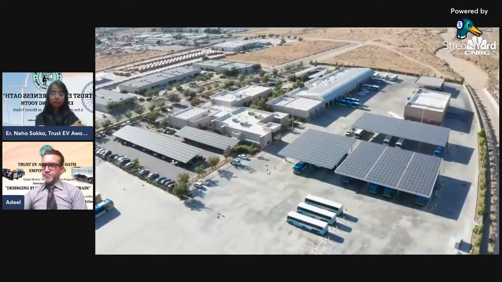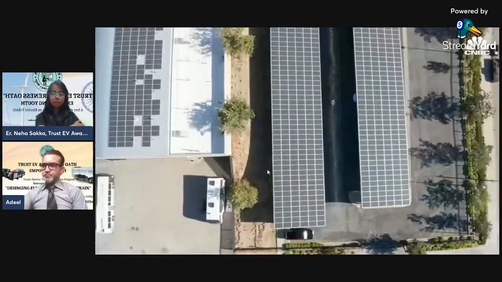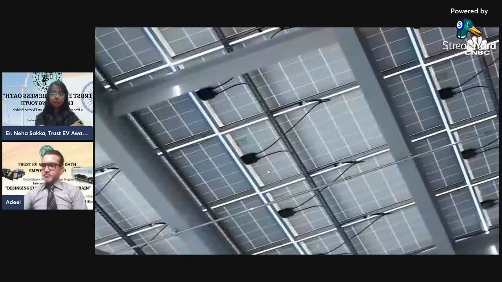To power these buses, Antelope Valley is turning to solar power. We have enough solar capacity on hand now to run the maintenance shop, the administration building, basically everything but charging the buses.